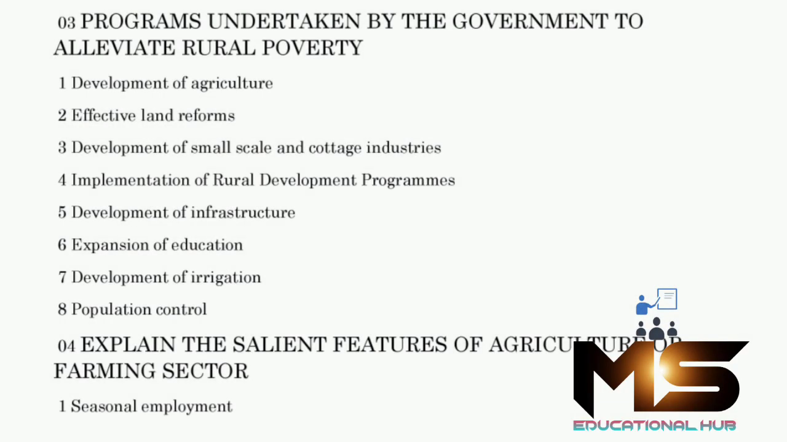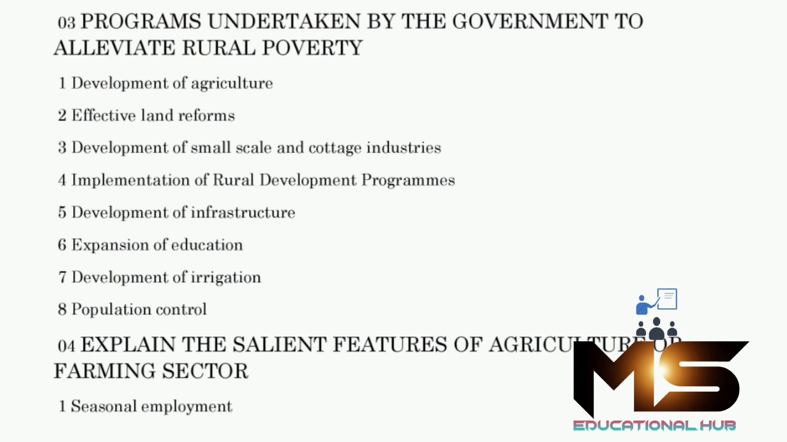Then programs undertaken by the government to alleviate rural poverty. What are the schemes that have been undertaken by the Government of India that help to eradicate rural poverty? The first one is development of agriculture, effective land reforms, development of small scale and cottage industries, implementation of rural development programs, then development of infrastructure, expansion of education, development of irrigation, then population control.